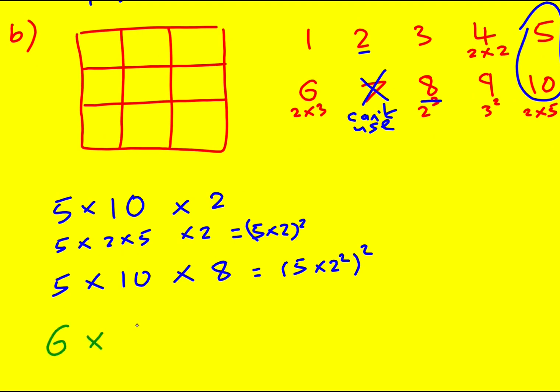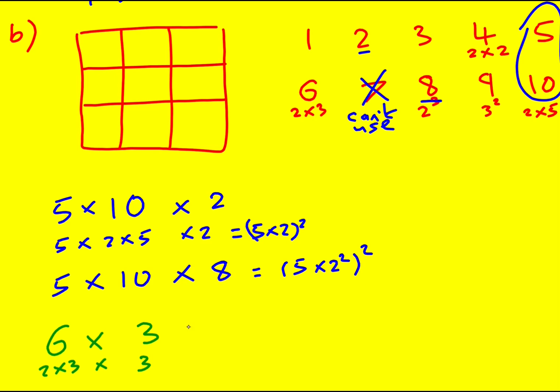So 6 times 9, I'm going to get 2 times 3 times 3 squared. Sorry, I've just realized that's not going to work. I can't use that because that would give me an odd power. So forget that. In fact, we need the 3, don't we? Okay, because then I'll get an even power of 3.